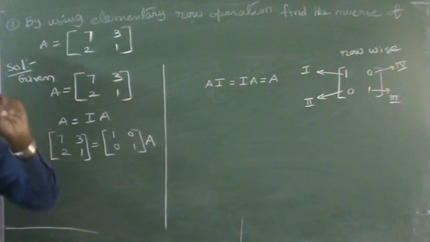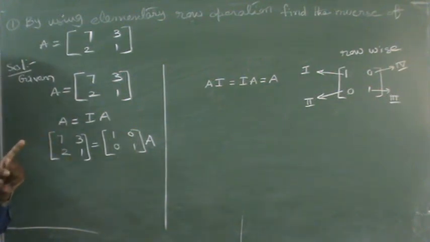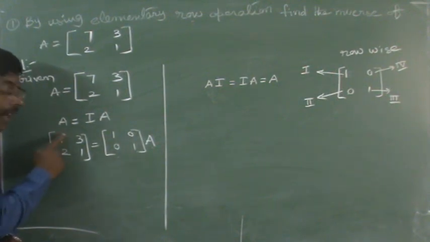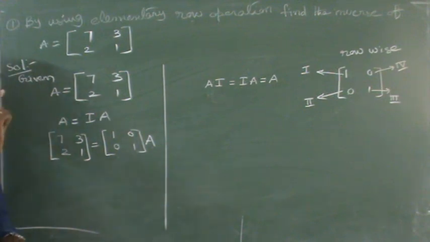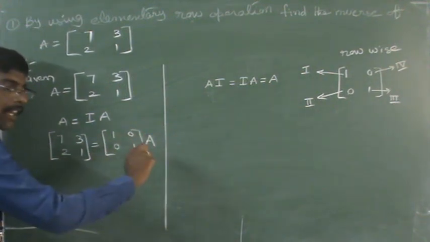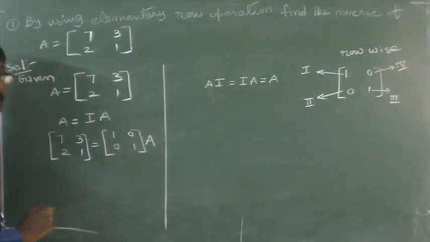So now, what is the first step? Here the value is 7. 7 can be converted to a 1 by using the elementary row operation method. By using the elementary row operation method, this 7 place we are converting to a 1. This is called the first row, and this is called the second row.